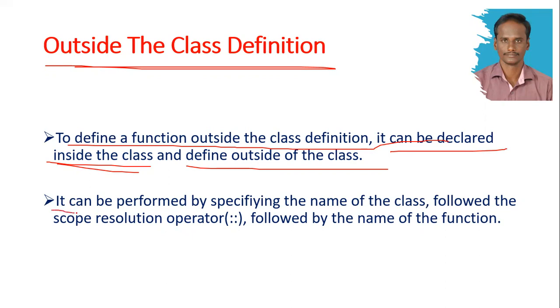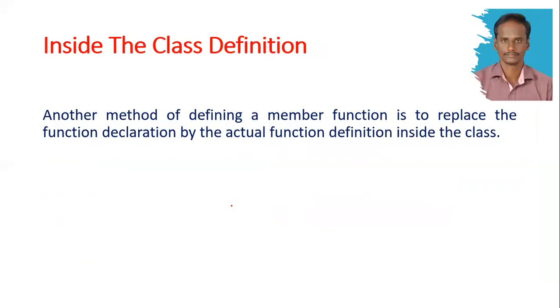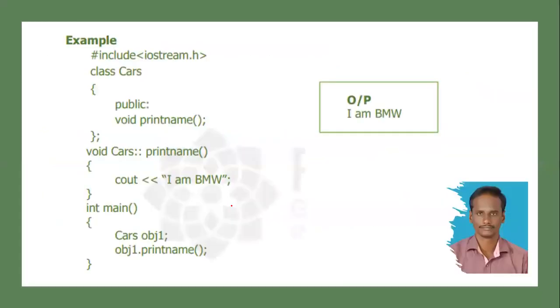What should you follow? It can be performed by specifying the name of the class, followed by the scope resolution operator, followed by the function name. Actually, the general syntax is not there. The general syntax is return type, class name, scope resolution operator, function name. If it has any parameter, in open brace, close brace, right?